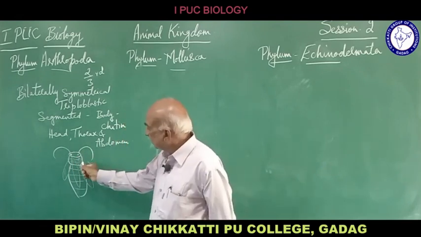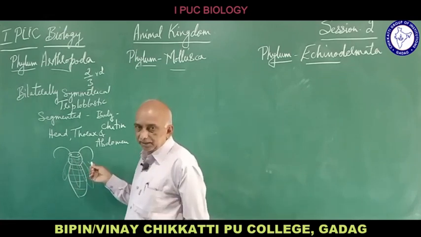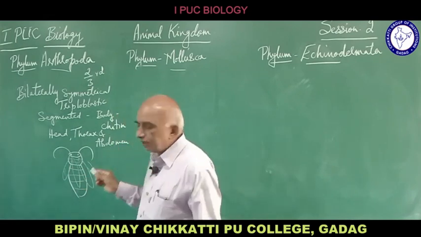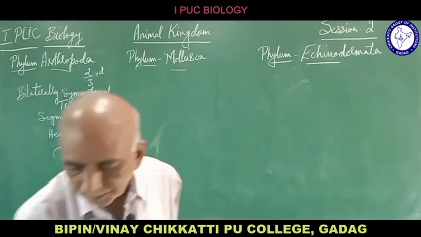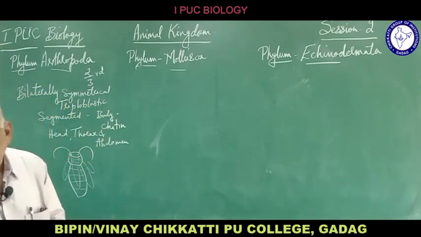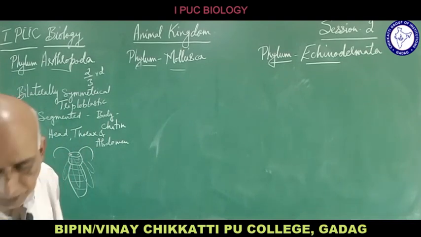So the jointed appendages are present for locomotion, and also there are two pairs of wings arising from the thorax, and the abdomen is also segmented, but it is not true segmentation. Then if you come to the other characters like respiration, circulation and all that.